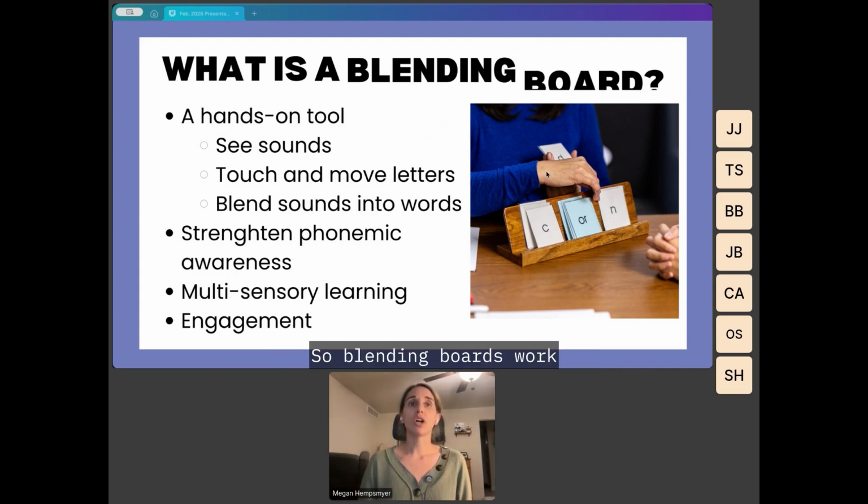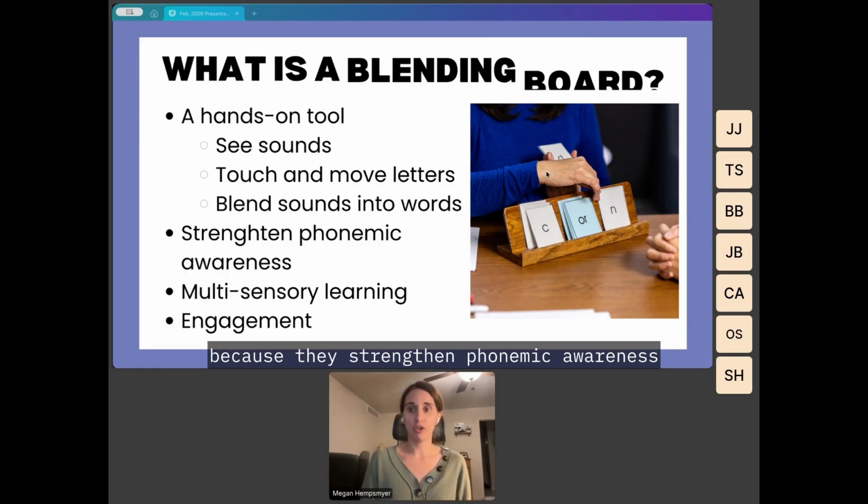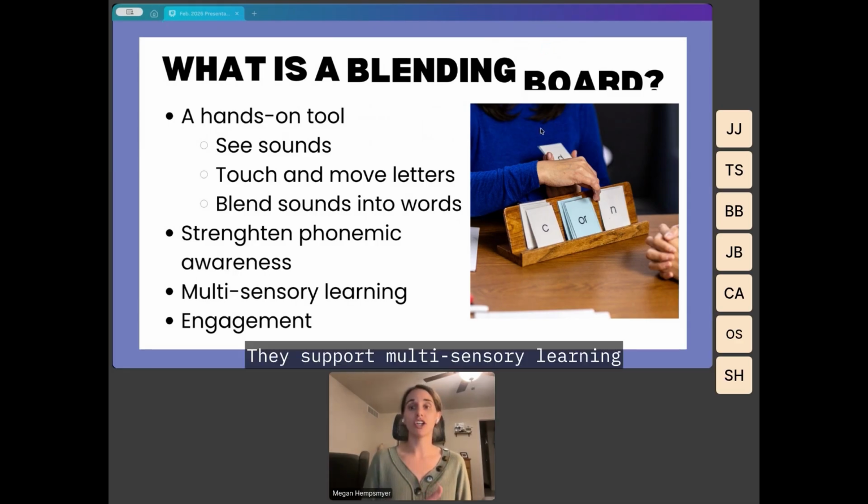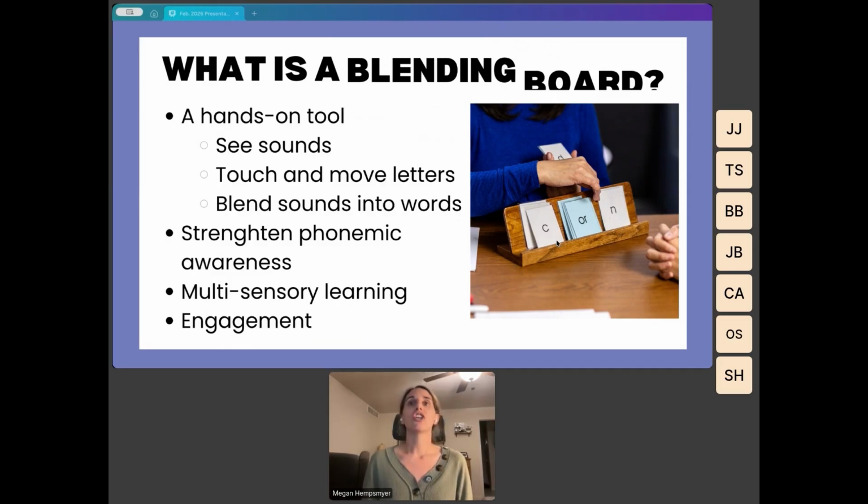So blending boards work because they strengthen phonemic awareness. And I apologize for the spelling error there. That's supposed to say strengthen phonemic awareness. They support multisensory learning, specifically those visual and tactile learners. They increase engagement, and they allow for you to differentiate.